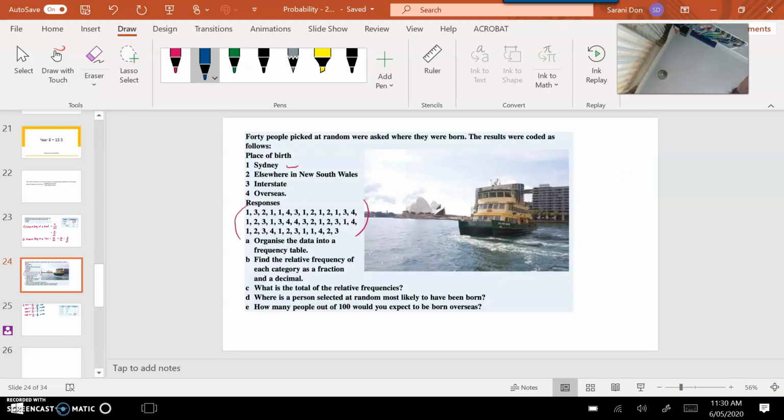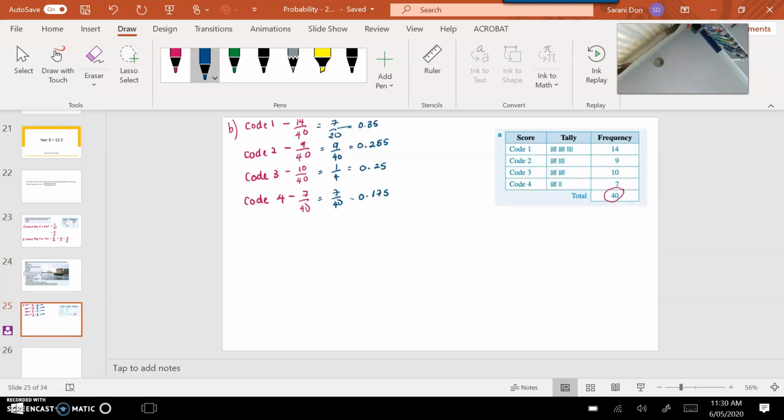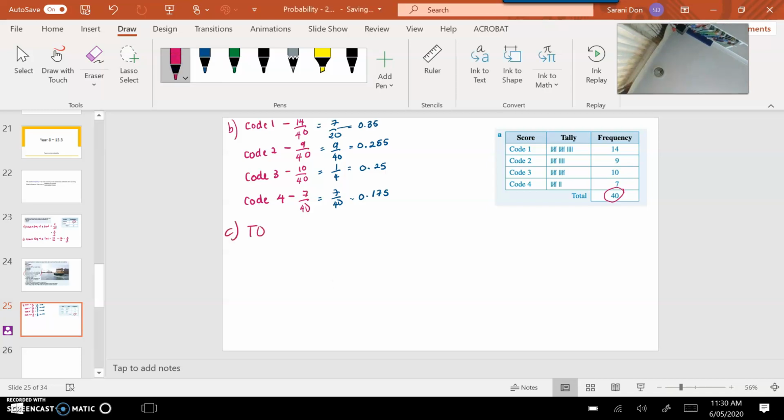All right, so let's look at part C. It says, what is the total of the relative frequency? So what that means is we've figured out the relative frequency. So we've got it in fractions here, we've got it in decimals. They're both the same thing, it's just written in different formats. So they're asking you what is the total. So total means you add them up.